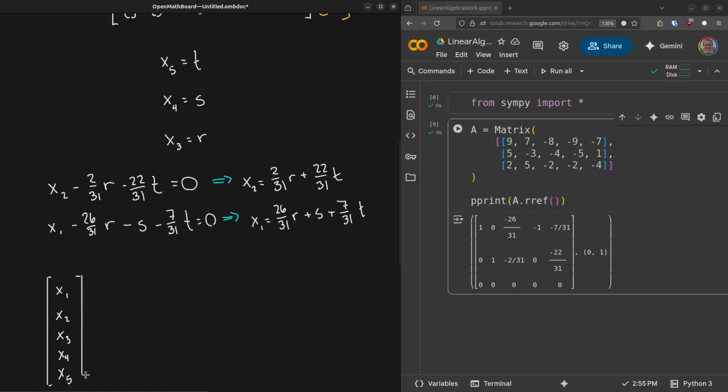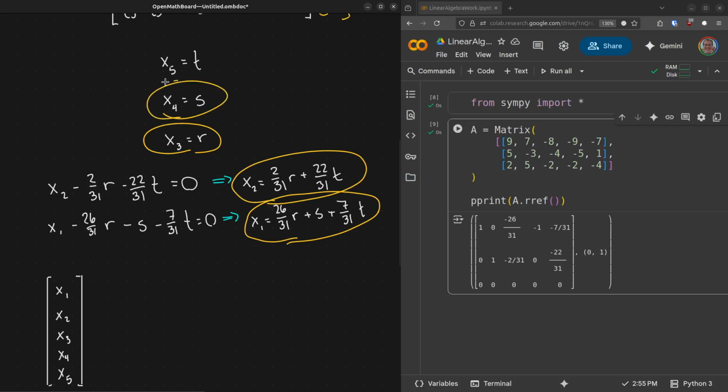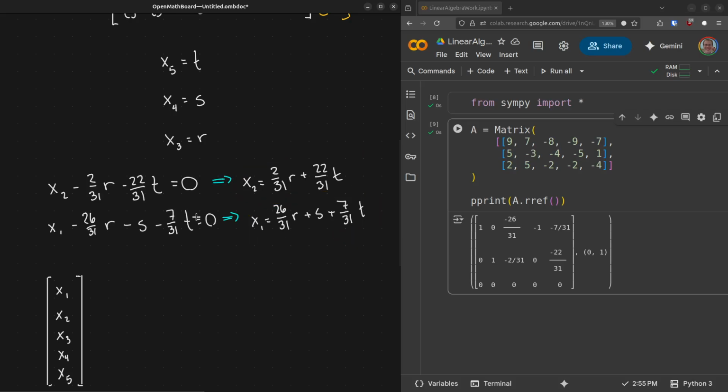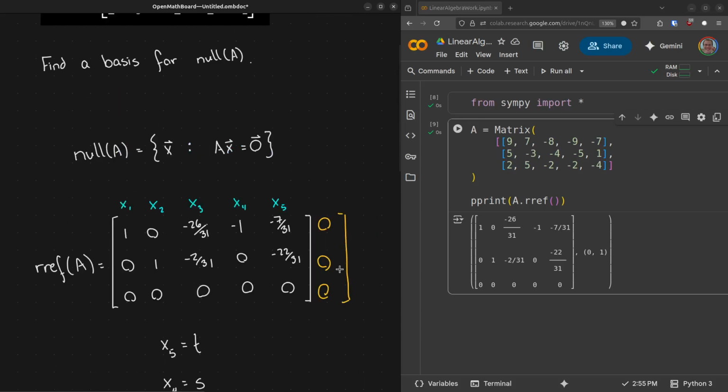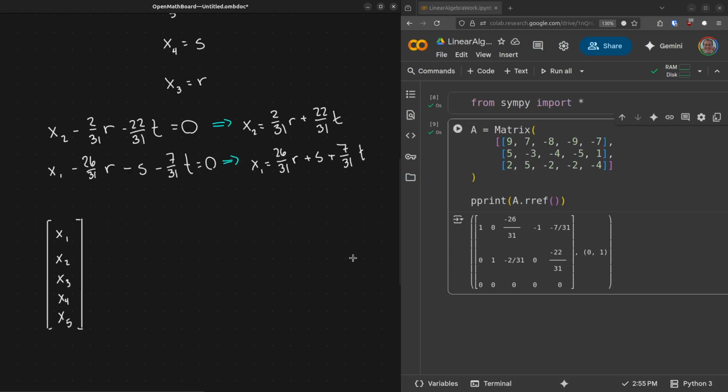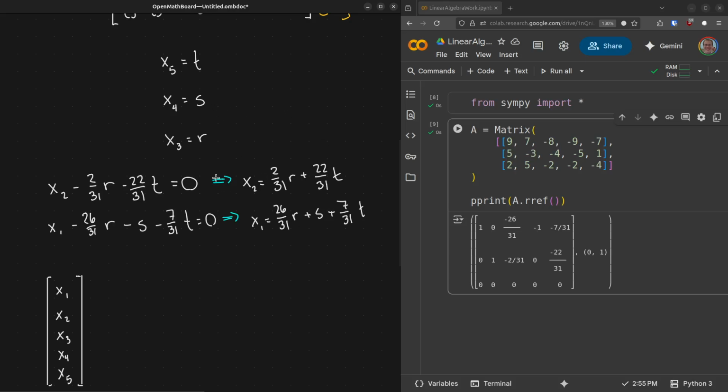Okay, notice that in none of these do I have any terms without any variables. When solving a homogeneous system where there's all zeros on the other side, the entire solution will either be all 0, 0, 0, 0, 0, or every term will have a variable. Okay? So I have three variables.